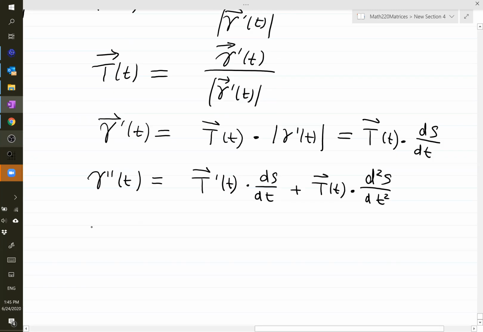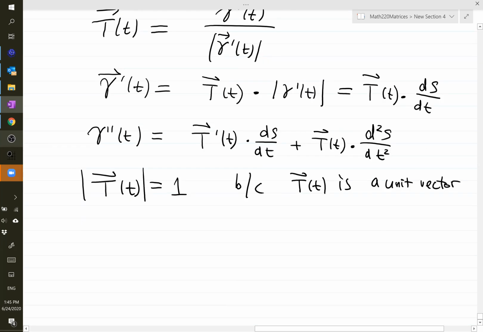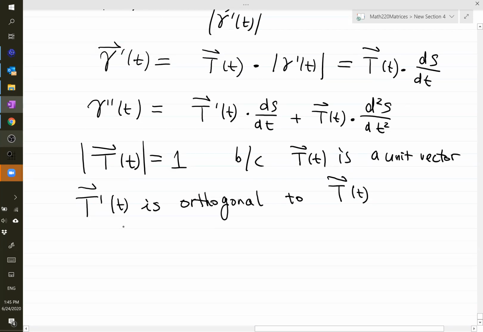Remember, the tangent vector at t is a unit vector, so its norm equals 1. A unit vector has constant norm, which means its derivative will be perpendicular. It's orthogonal to the tangent vector, capital T. Okay, so we can do the cross product.